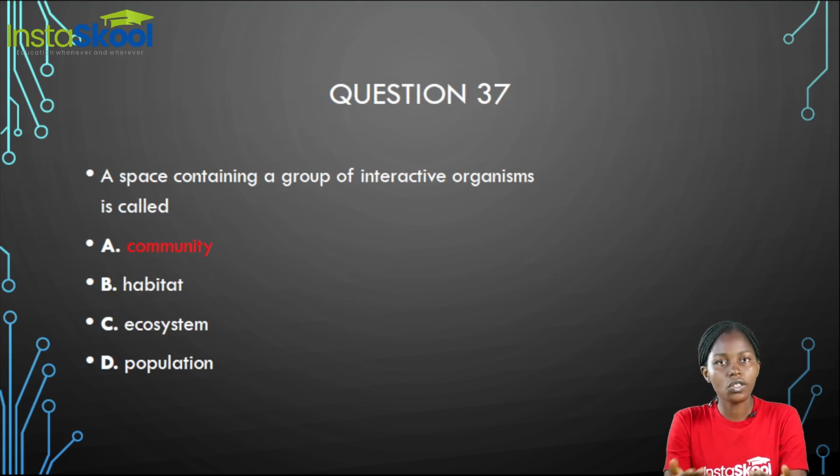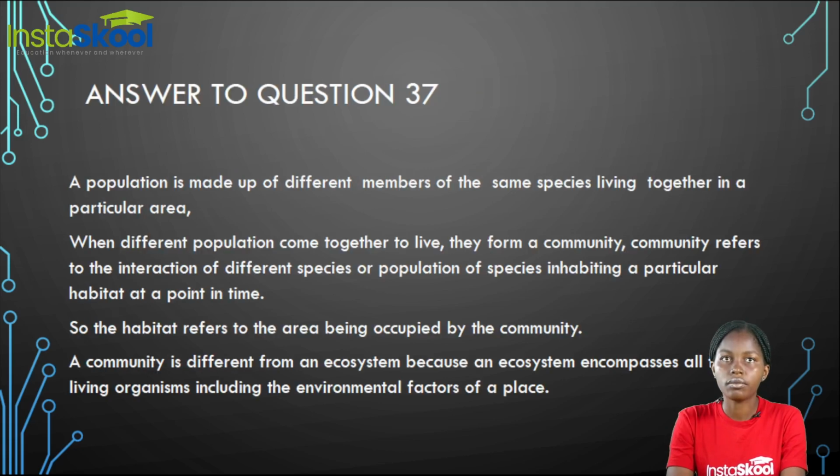So we move on to question 37. A space containing a group of interactive organisms is called dash. Now let's take a look at our option. When we talk of population, population refers to members of the same species, that is, different members of the same species that live together in a particular area.